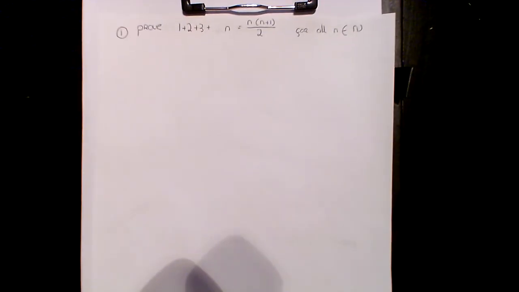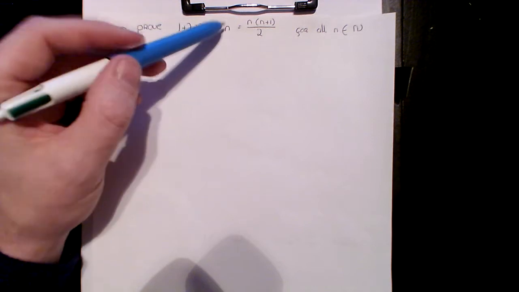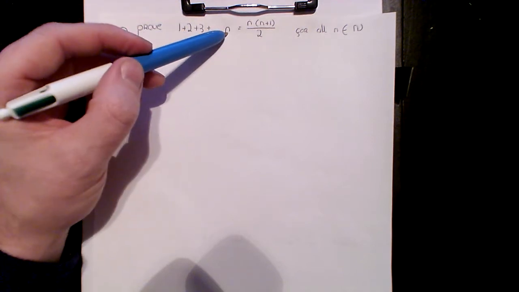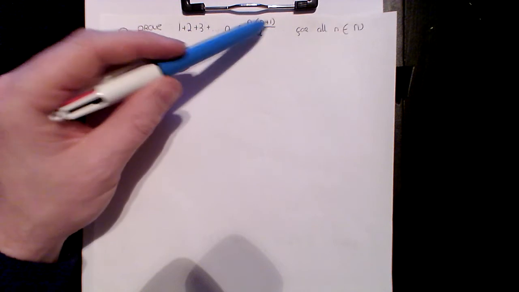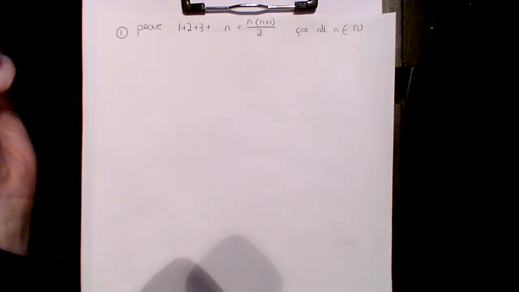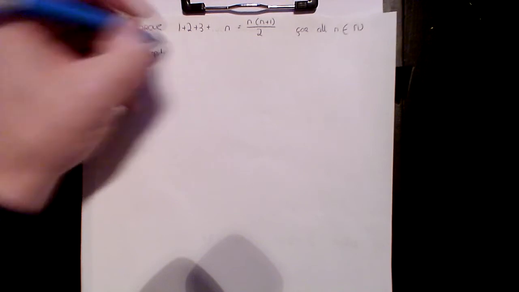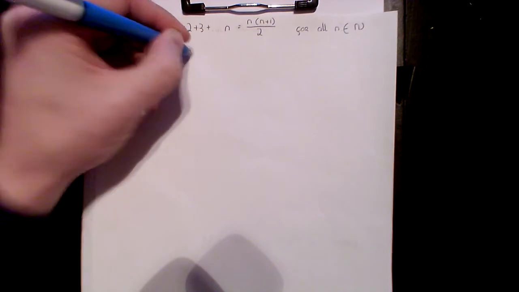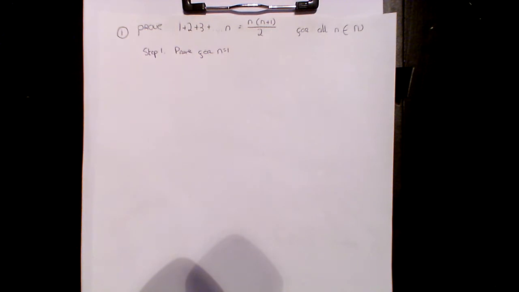So there's the first one. It says prove that 1 plus 2 plus 3, all the way up to whatever number we want, can be shown as n(n plus 1) over 2 for all natural numbers. So step 1, prove for n equals 1.